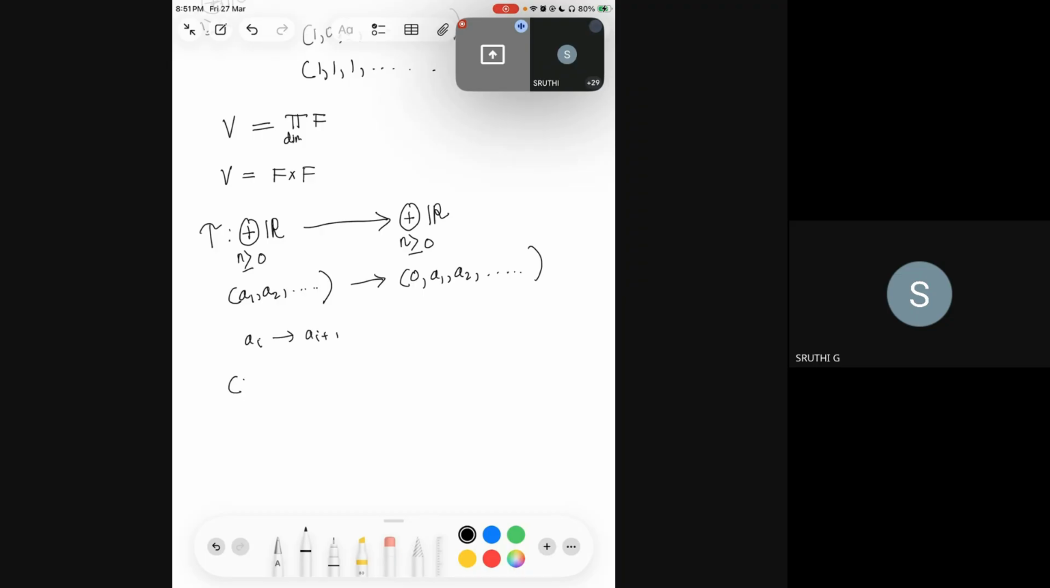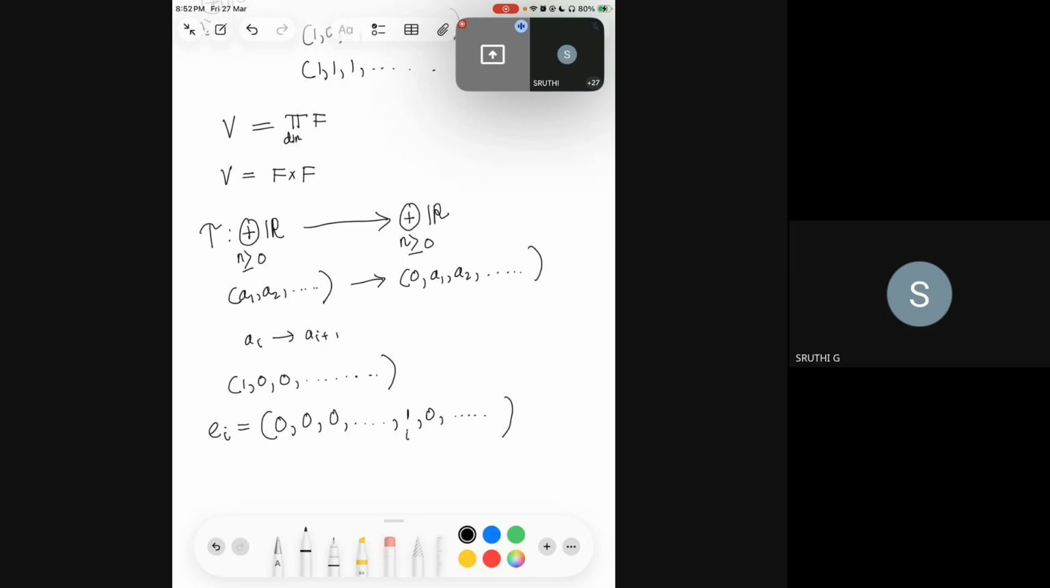If I take 1, 0, 0, all these elements, where must this go to under this map? 0, 1, 0, 0. Right. So let's call e_i the element where every coordinate is 0 except the ith coordinate, which is 1.